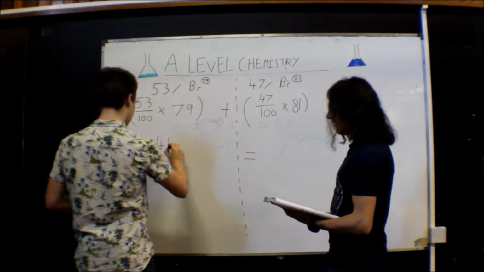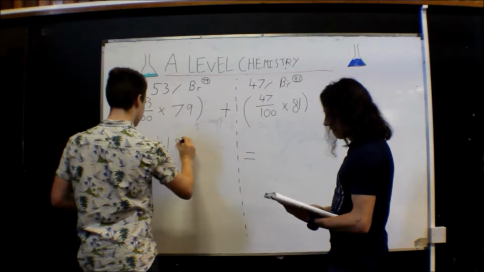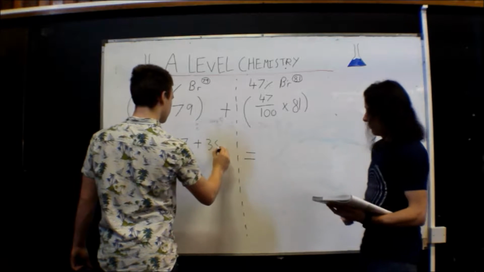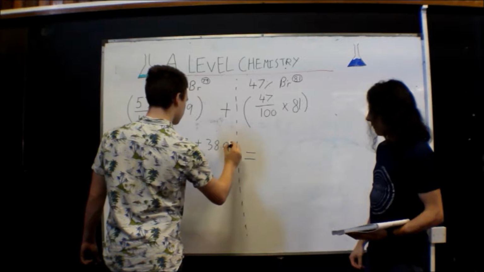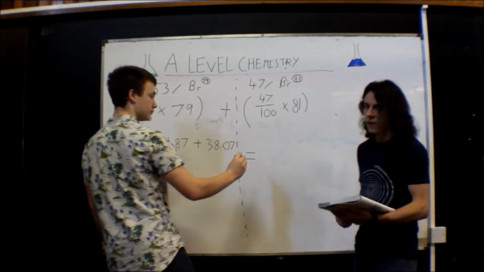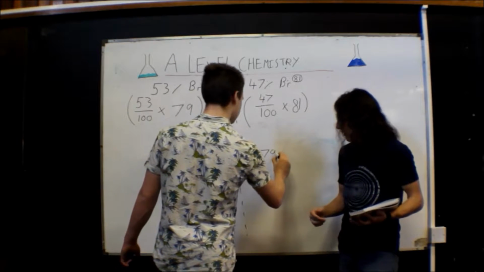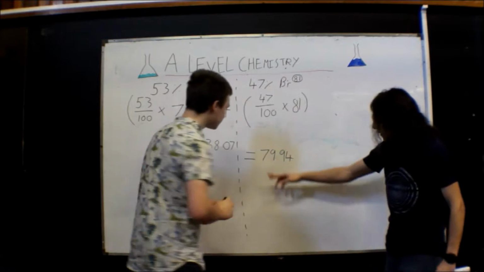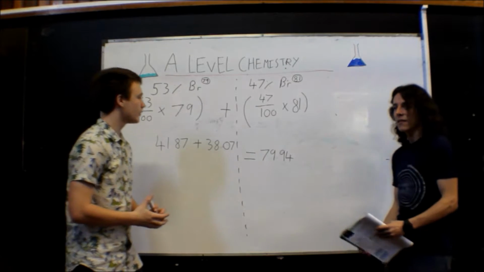So this is 41.87 plus 38.07. And that equals 79.94. You won't be doing these things in your head in a real exam. You'll have a calculator, so it'll be relatively simple. And that is our relative atomic mass.